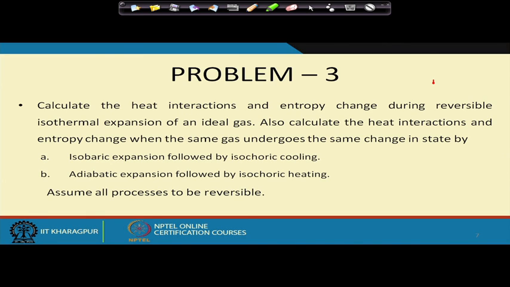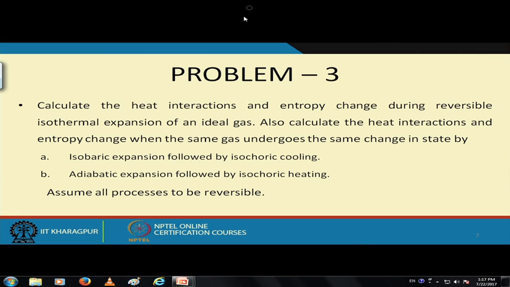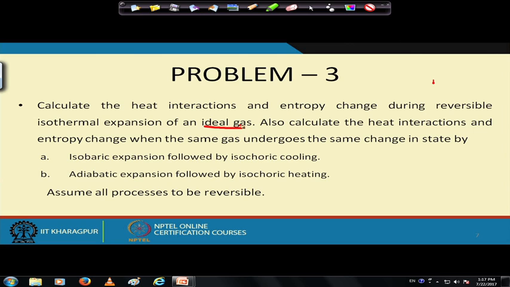This is also another problem where we perform some particular change of state, and from that change of state we try to find out the heat interactions. With that, one additional thing we would like to find out in this case is the entropy change. What is the process that we have devised? The system is an ideal gas, and for an ideal gas, the process is a reversible isothermal expansion.